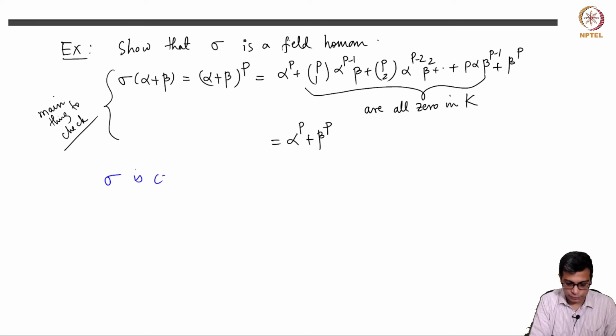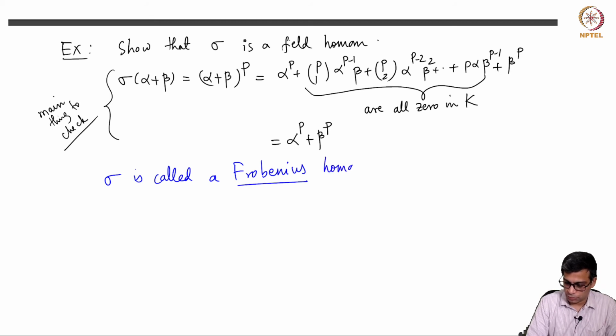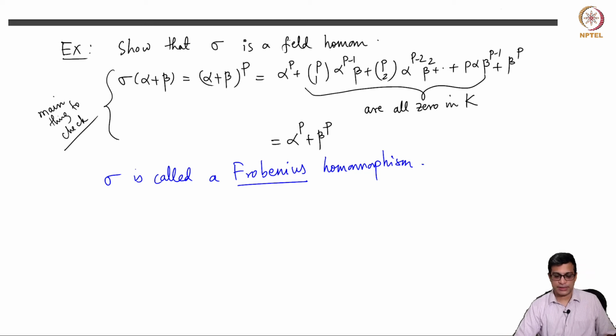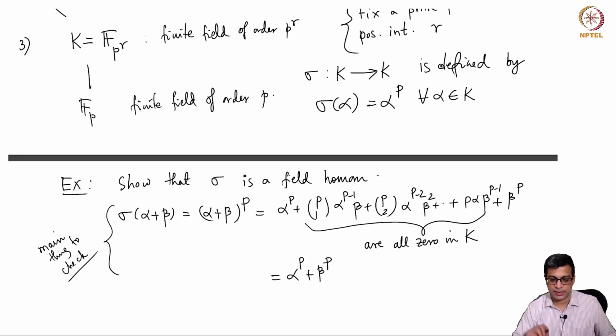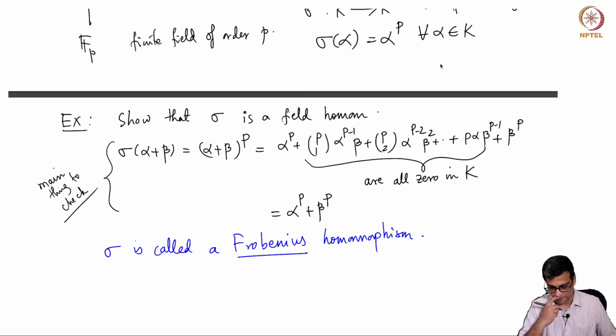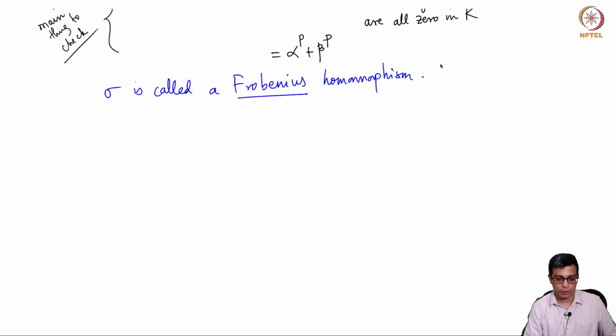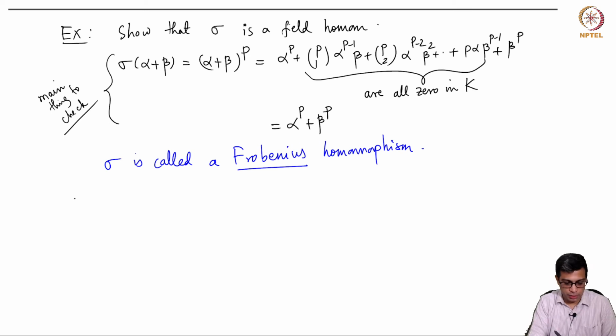Sigma is called a Frobenius homomorphism. Okay, so this is called Frobenius homomorphism, and that it is a homomorphism is the exercise for you. Now sigma square. Okay, so this exercise I want to give now is the following.